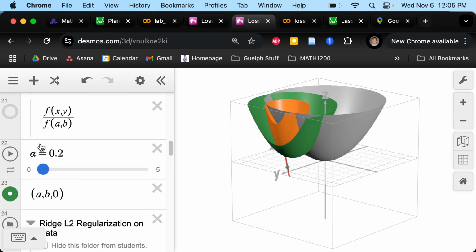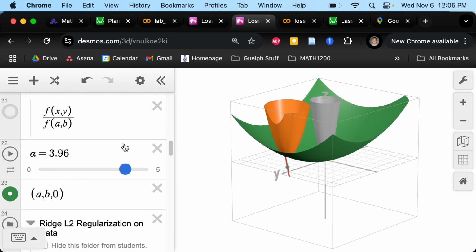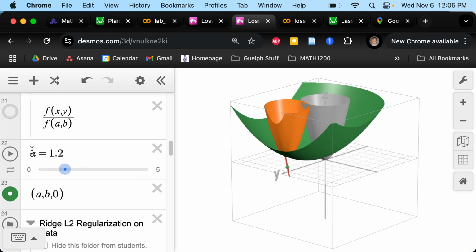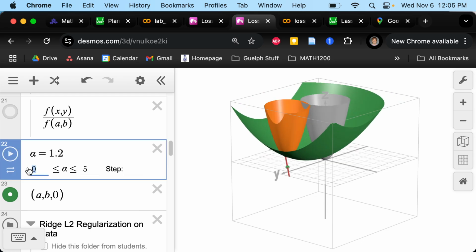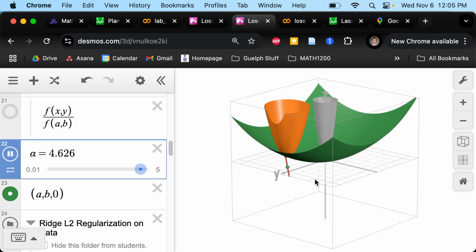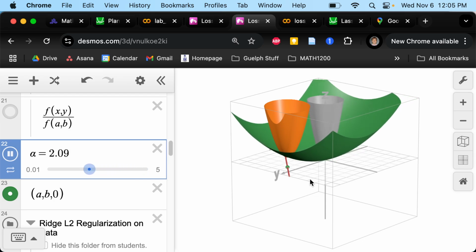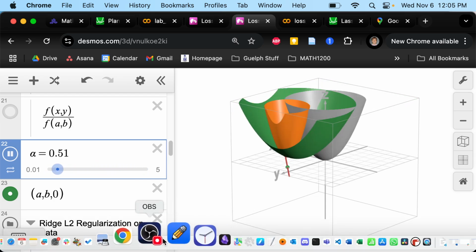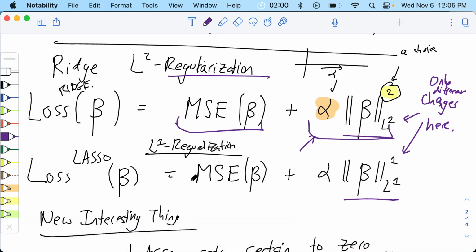All right, so what's going on here? Here's the little picture, and here's kind of what you should understand. Let's make this 0.01, and let's animate between these. So the orange bowl is our original loss function. That is the mean squared error loss function. It tells you for a given value of beta, how good are you doing? You want to find the minimum of that thing.